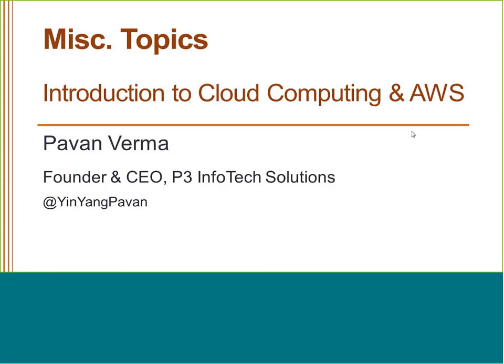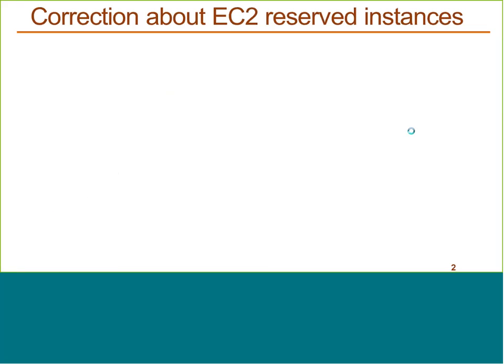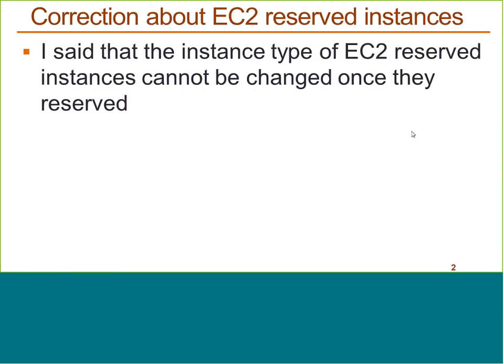This is the last slide deck where I just wanted to cover a few miscellaneous topics that I think are important. So first of all, there's a correction around EC2 reserved instances. I told you that the instance type of EC2 reserved instances cannot be changed once they are reserved, and this was a major gripe I had against reserved instances. What I found out from talking to one of the AWS solution architects is that this is wrong.